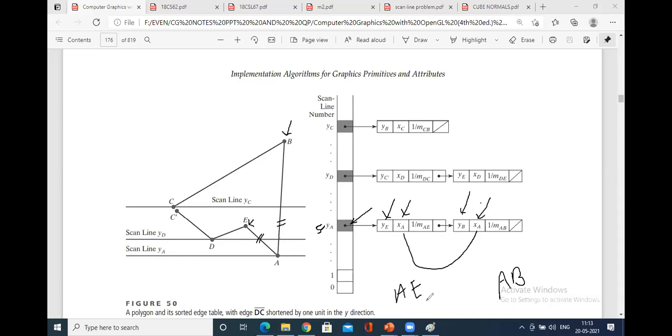AB, what are the intercepts you have? X min, like X axis, Y axis, right? So you have to write the value of X on which Y falls minimum. Y falls minimum where? It falls minimum over here, no? In this edge, Y falls minimum here at YA. So I will consider this XA value over here in this data structure.